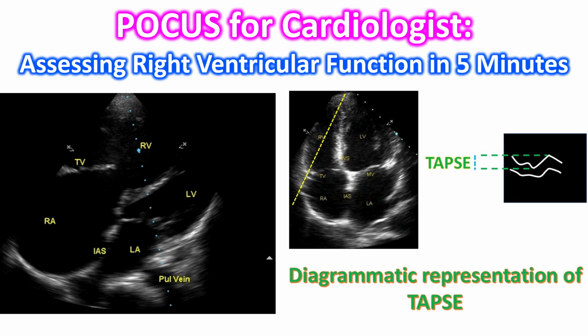In a fast-paced clinical or emergency setting, a focused 5-minute point-of-care ultrasound assessment of the right ventricle is invaluable. Because the right ventricle is highly sensitive to afterload and preload and has a complex crescentic geometry, a multi-parametric approach is necessary. Here is a streamlined protocol to assess right ventricular function efficiently.